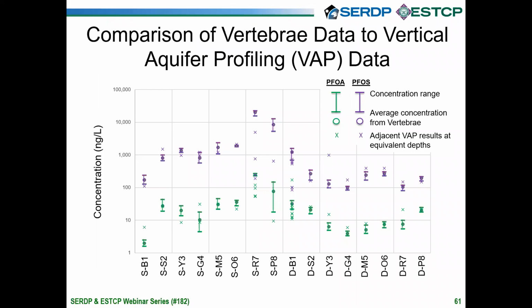So overall, you can see a very good visual match in that the chemical spatial heterogeneity is preserved, both vertically and laterally. The main takeaway here is that data from vertebrae screens can be considered representative and comparable to VAP data. Furthermore, this implies that VAP data can be used to predict concentrations that will be measured by a vertebrae system, so useful for well design.